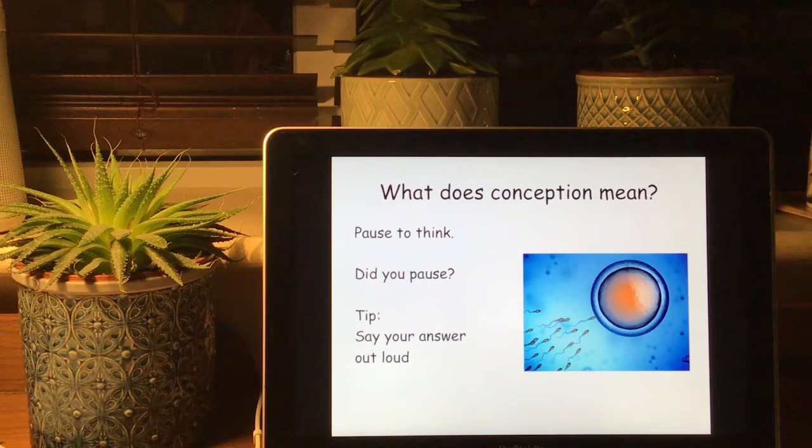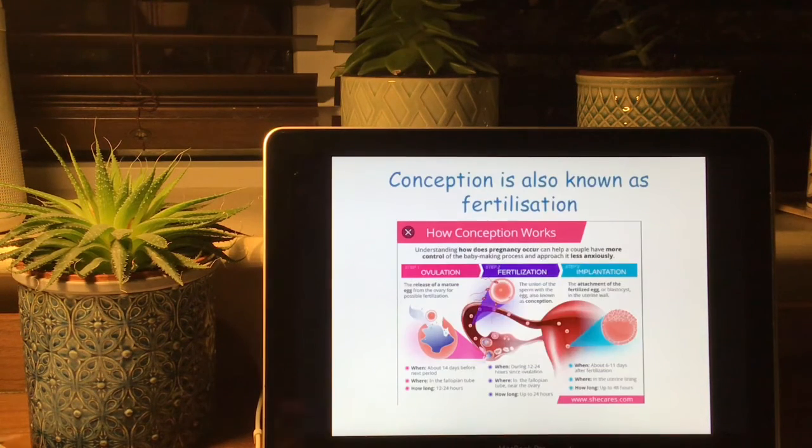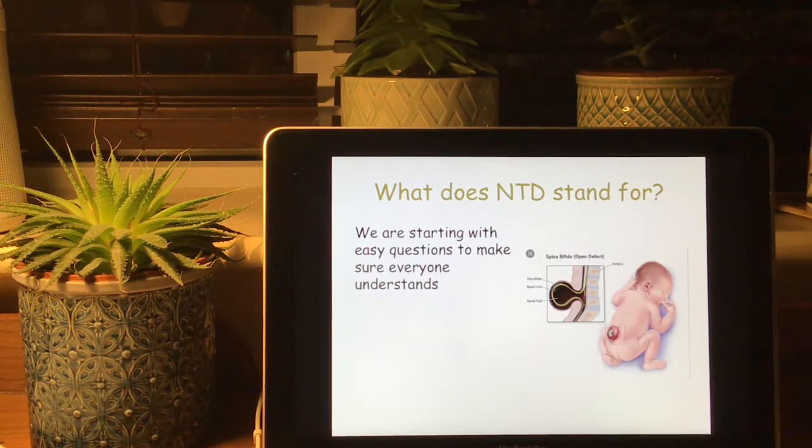What do you think conception means? So pause to think. And a little tip is to say your answer out loud. What does conception mean? So conception is also known as fertilization. Now, what does NTD stand for?